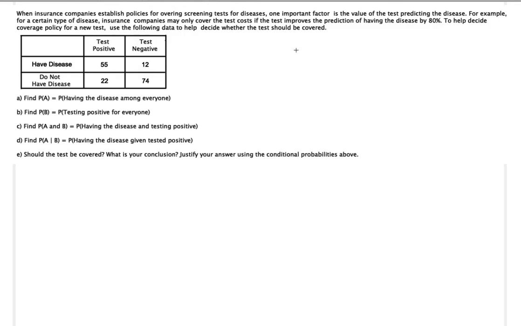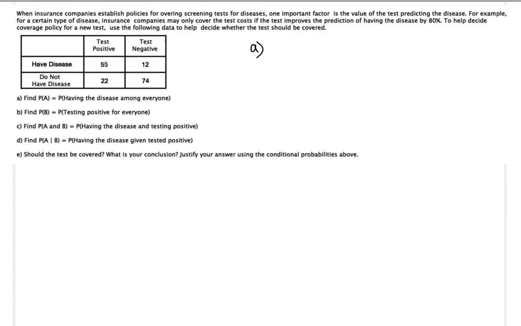be covered. So here we're going to use a table to find the exact probability for each of the events here. So in the first case, we're being asked to find the probability of A. Event A is having the disease among everyone. So now to do this, you need to take a look at this first row. This first row tells you the total number of people that have the disease. And it doesn't matter whether they test positive or negative on the test, it's that they definitely have the disease.